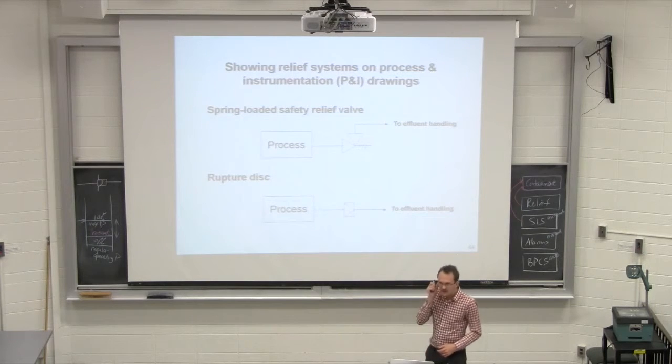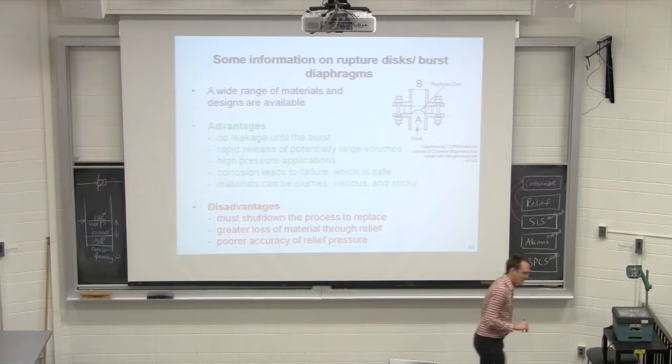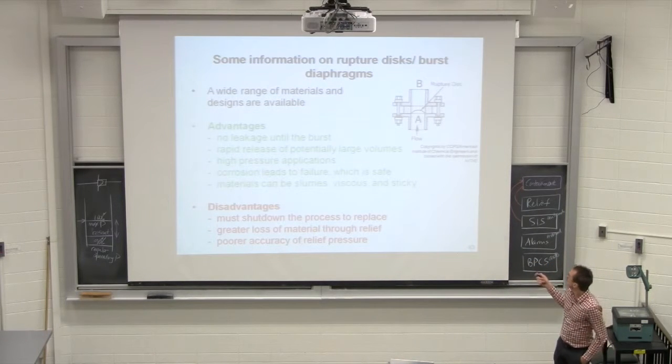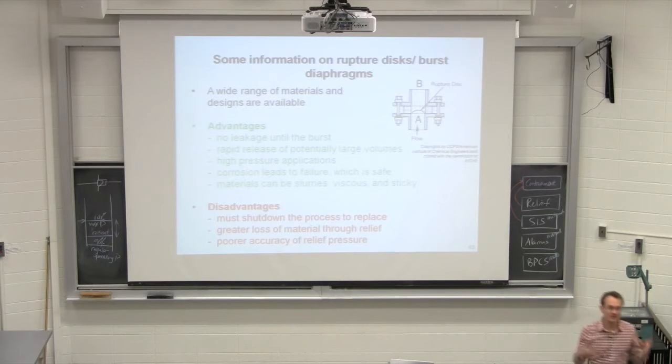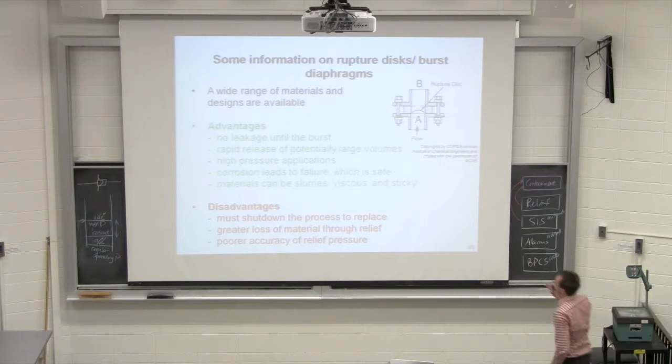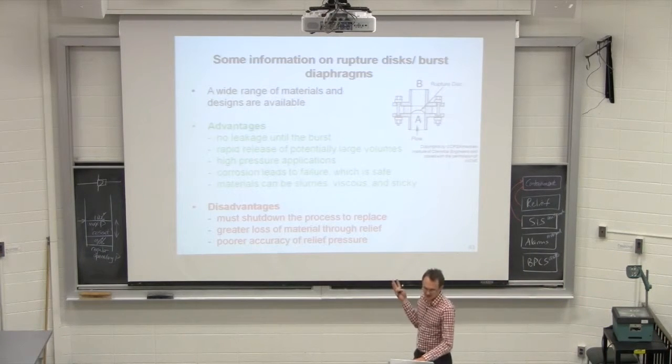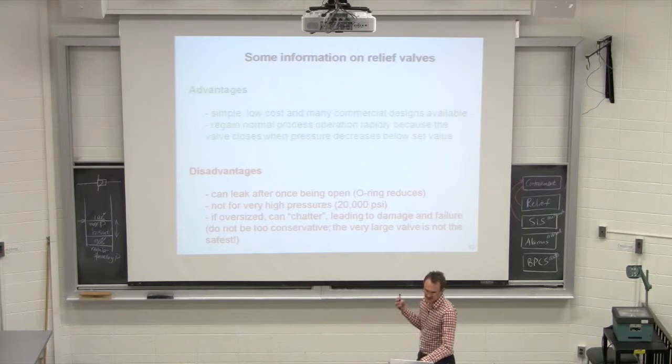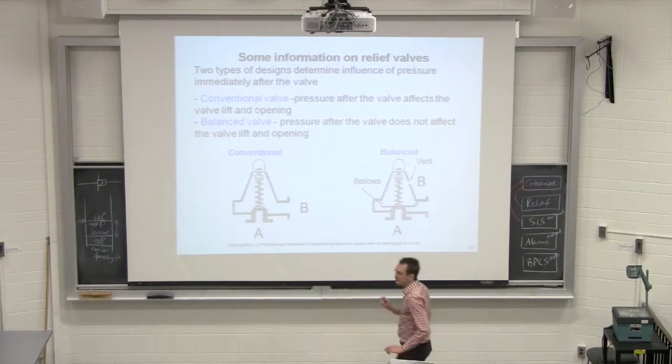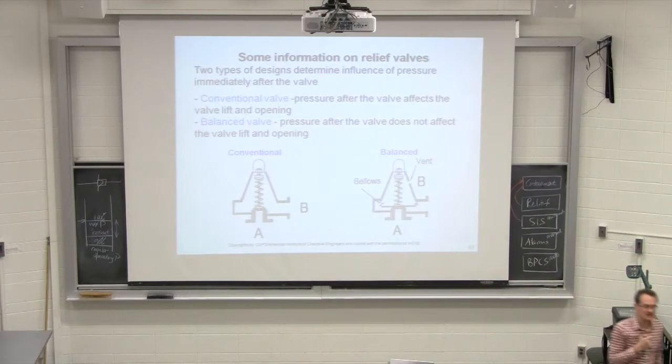Okay, so here's a question then. Discuss this one. This is closed, right? We don't see through our pipes. How do you know when it's burst? Or even if that's a rupture disc. A related question on the conventional valve: how do you know this valve is leaking? Think about that. Discuss it with someone. Figure that out.